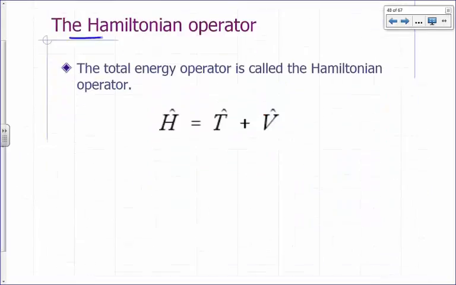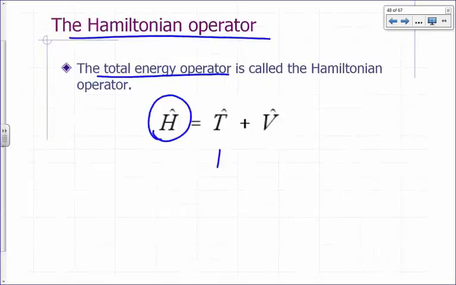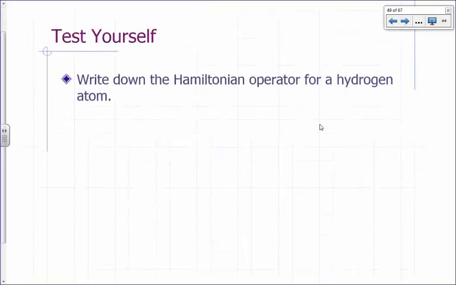All right. The Hamiltonian operator is the total energy operator. So the Hamiltonian operator H hat is just the kinetic energy plus the potential energy operator, and that's the definition of the Hamiltonian operator. So what would be the Hamiltonian operator for a hydrogen atom? What do you have in a hydrogen atom? You have a nucleus and you have an electron. So the total energy would be what?